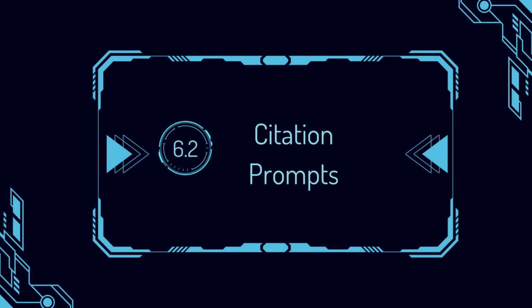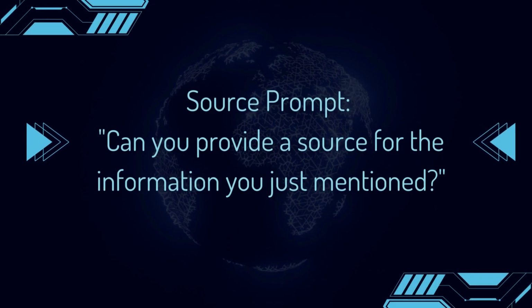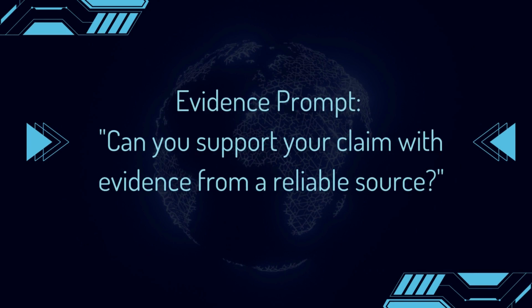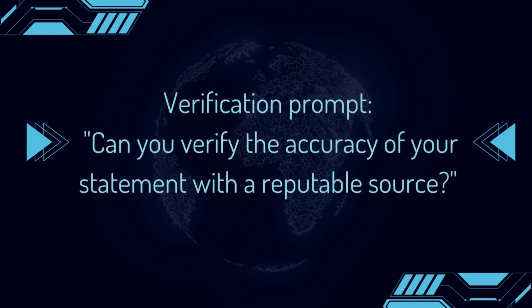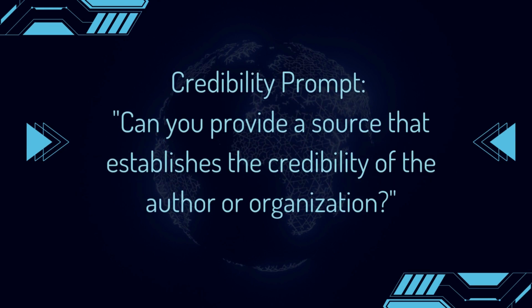Now that you have your answer, it is time to ensure that the responses are accurate, well-sourced, and well-cited through our citation prompts. Ask ChatGPT to present its sources. "Can you provide a source for the information you just mentioned?" You can question the claims. "Can you support your claim with evidence from a reliable source?" Or even present verification of its data. "Can you verify the accuracy of your statement with a reputable source?" Ask it to verify the authenticity of its claims. "Can you provide a source that establishes the credibility of the author or organization?"